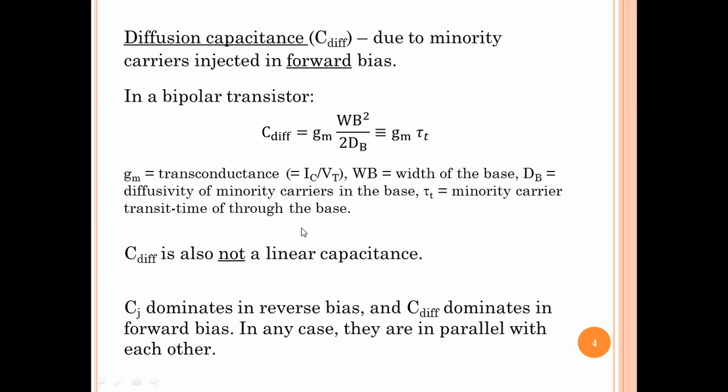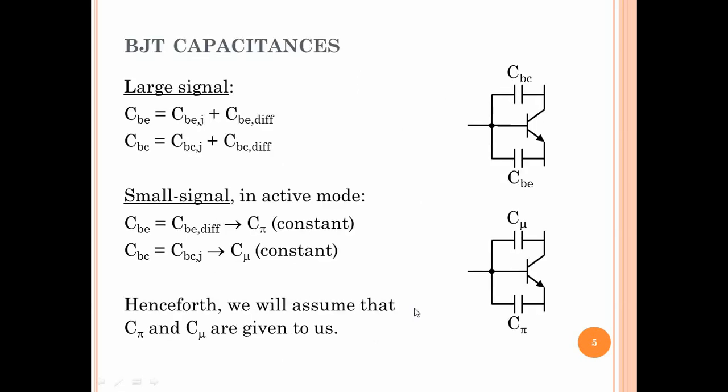If one does the numericals, one finds that, of course, in reverse bias, the junction capacitance dominates, because in reverse bias, there is no diffusion capacitance because there are no injected carriers. In forward bias, it turns out that compared to Cj, C diffusion is much larger, and so it dominates. In an equivalent circuit, both of these will come in parallel with each other, and in parallel with the intrinsic diode or the junction, the NPN junction. So for a bipolar transistor, because there are two junctions, there are two sets of capacitances.